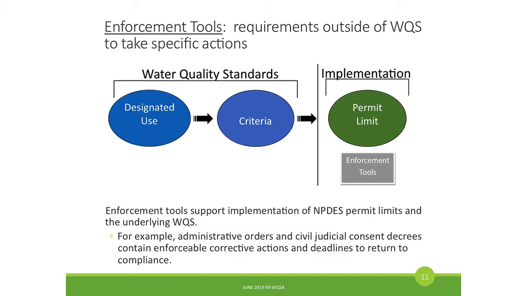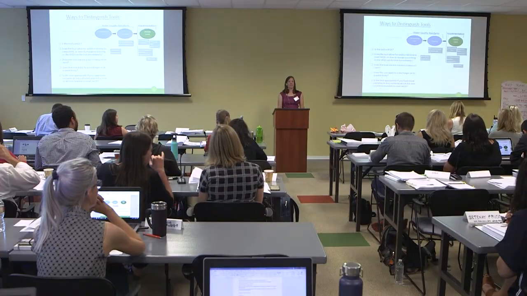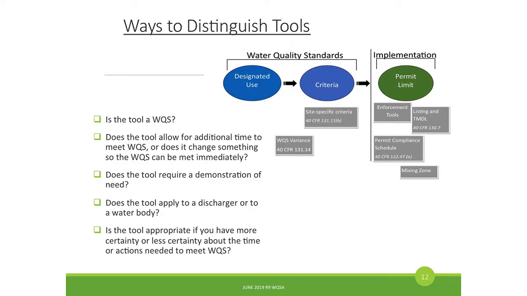So this is something we haven't talked about so far today, and I'm not an attorney, so this is about the extent that I'm going to say about it. So there's also enforcement tools on the implementation side. These are requirements outside of water quality standards to take specific action, and so there's various enforcement tools to support the implementation of permit limits and the underlying water quality standards. A couple of examples are administrative orders and civil judicial consent decrees. And they could contain enforceable corrective actions or deadlines to return a permittee to compliance with their limits.